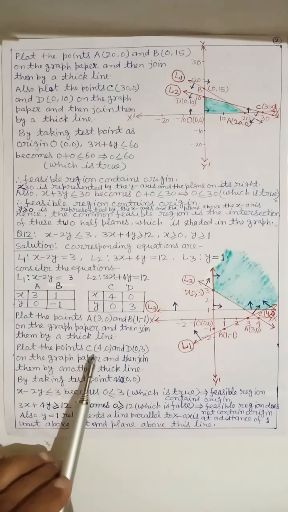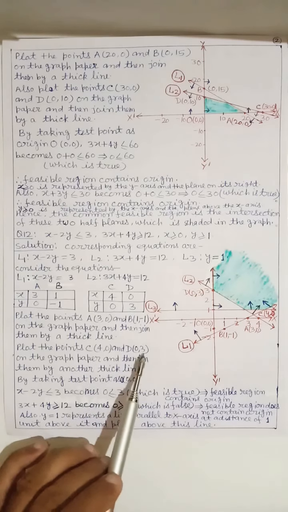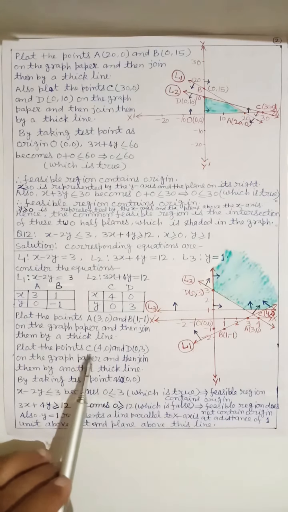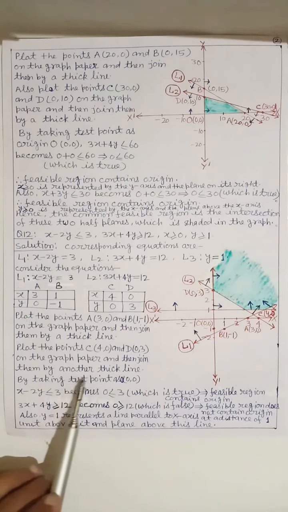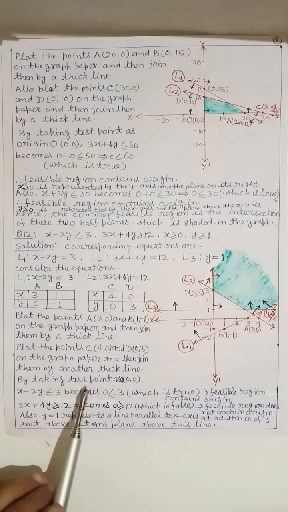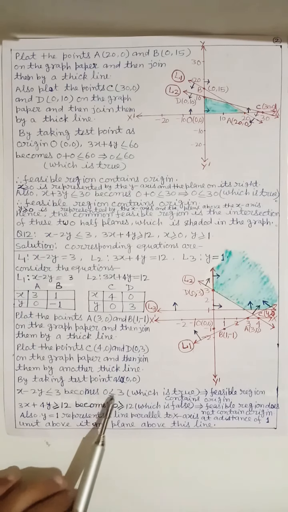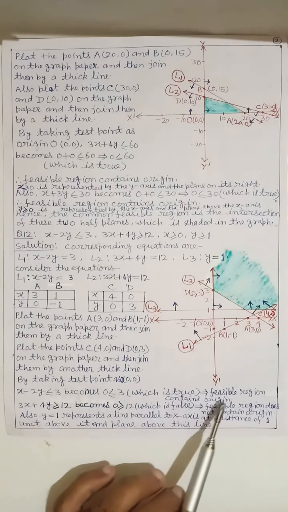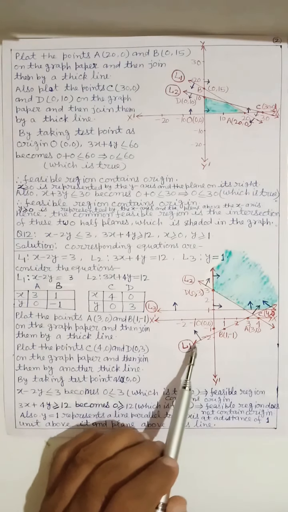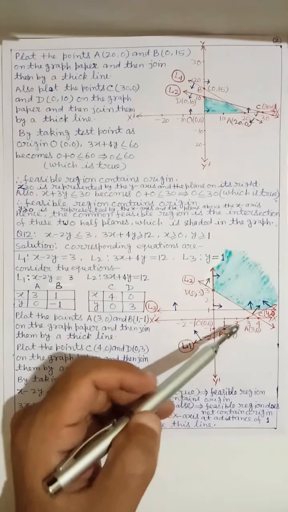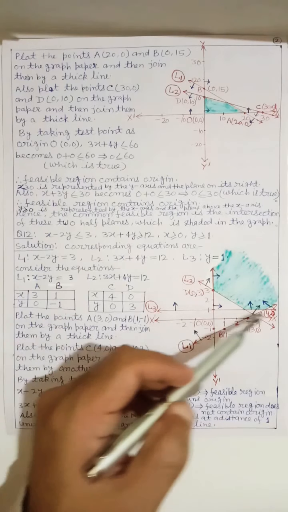Plot the points C (4, 0) and D (0, 3). Here these are the coordinates of C and D on the graph paper, and then join them by another thick line. By taking a test point, as we already know, we use (0, 0), and here 0 less than or equal to 3, which is true. So the feasible region contains the origin. Here this is line L1, so this contains the origin, meaning the region towards the origin.